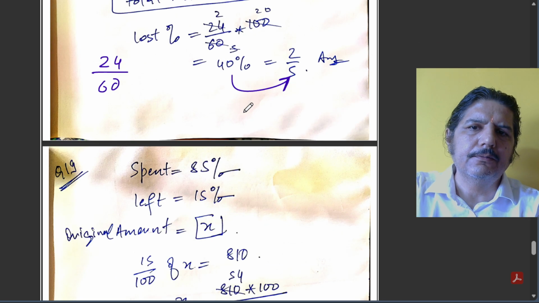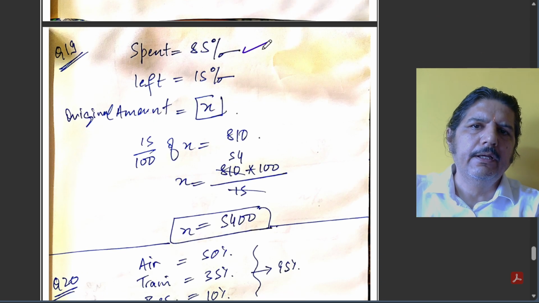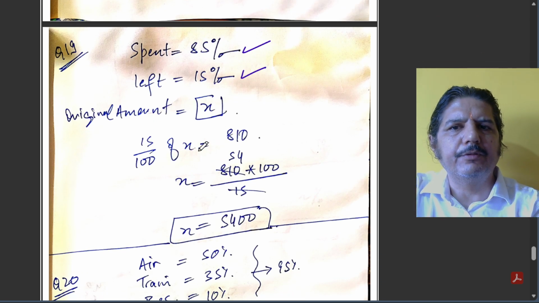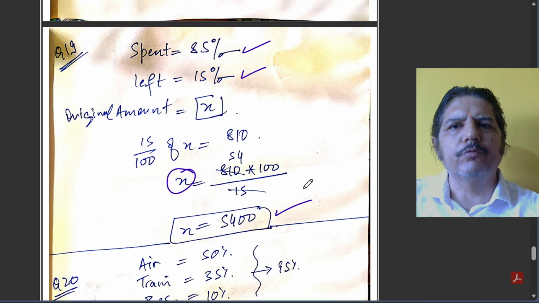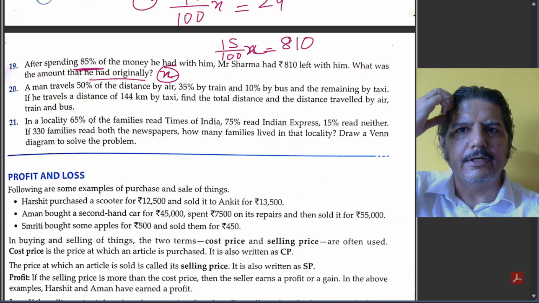Question number 19. 85% spent, left is 15%, so 15% of x is 810. So calculate the value of x, that will be equal to 5400. These are one of the easy questions.